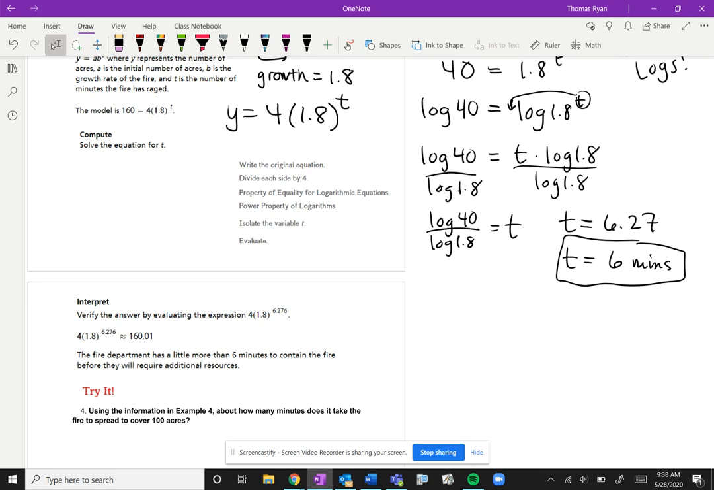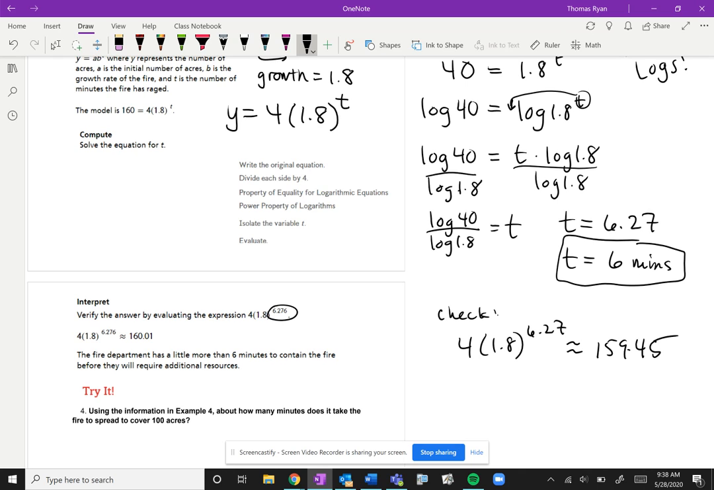Yeah, we can check it, right? We can always check that 4 times 1.8 to the 6.27. Sure enough, we get 159.44, actually probably 45. Or if you went out another one to 2.76, sure enough, it checks out to 160.